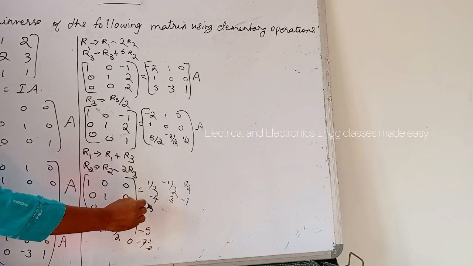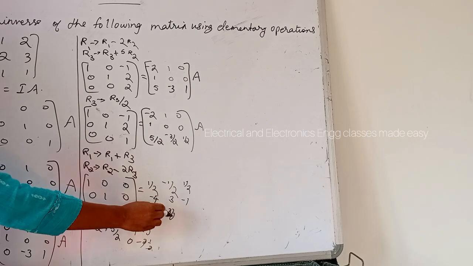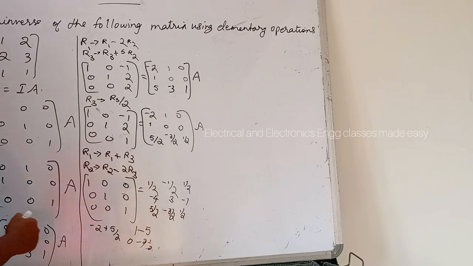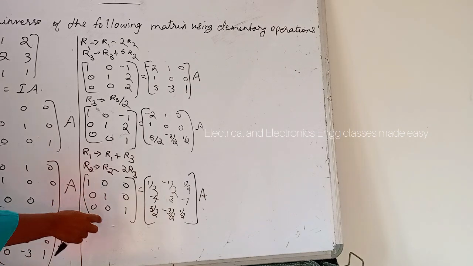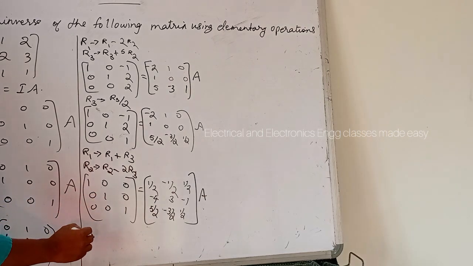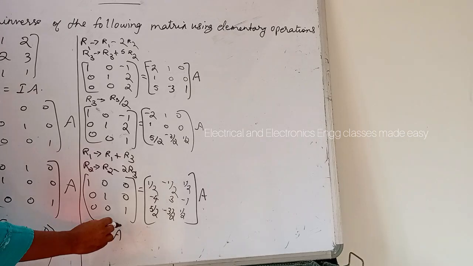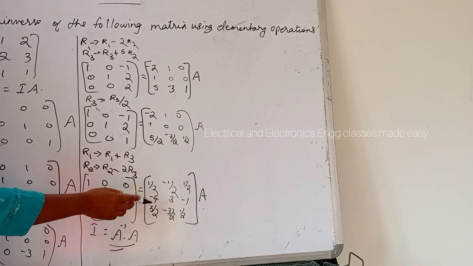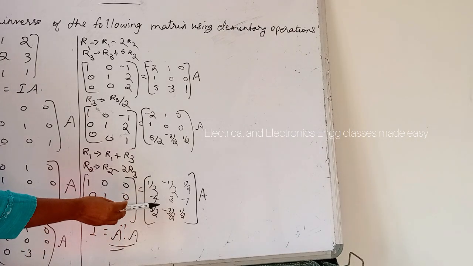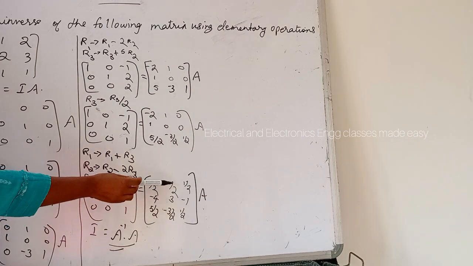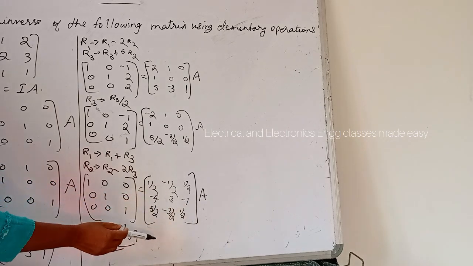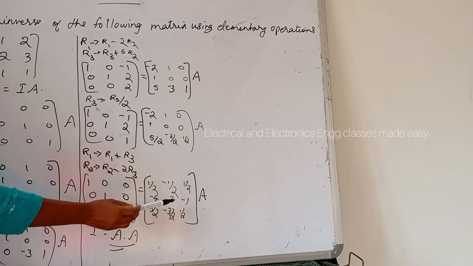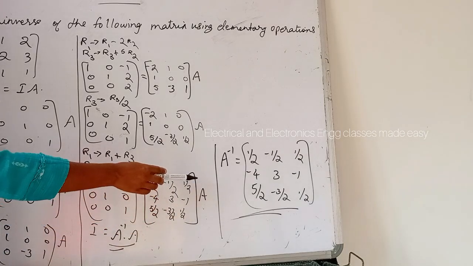Then next one 5 by 2, minus 3 by 2, then 1 by 2 into A. So on this side we have got the identity matrix. So this is in the form of I is equal to A inverse into A. So here what is A inverse? So A inverse is this one, that is 1 by 2, minus 1 by 2, 1 by 2. Then minus 4, 3, minus 1. Then 5 by 2, minus 3 by 2, 1 by 2. So A inverse is this one.